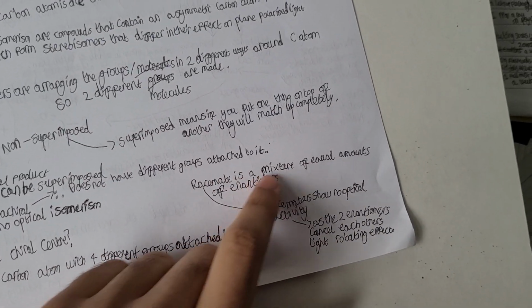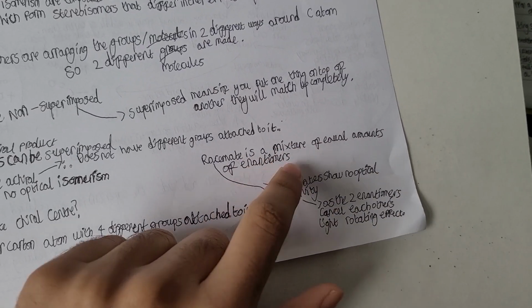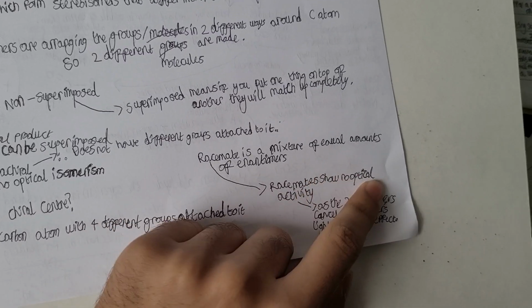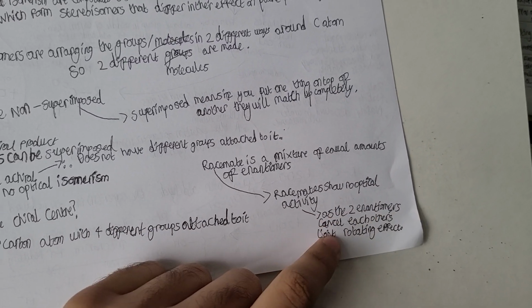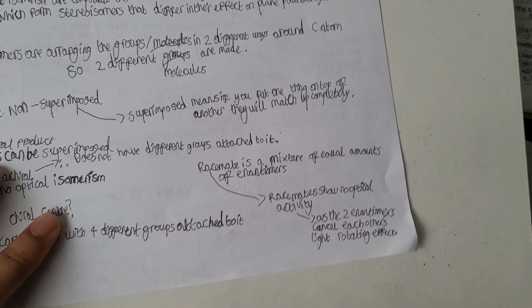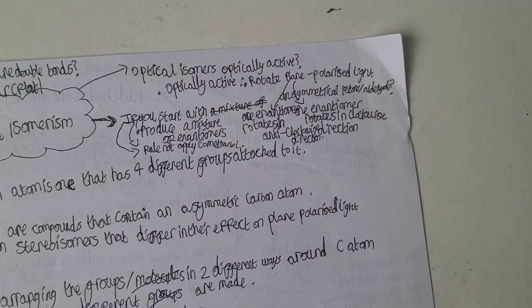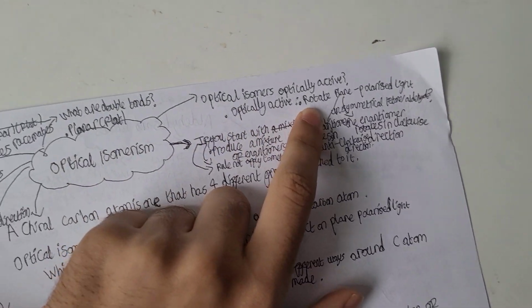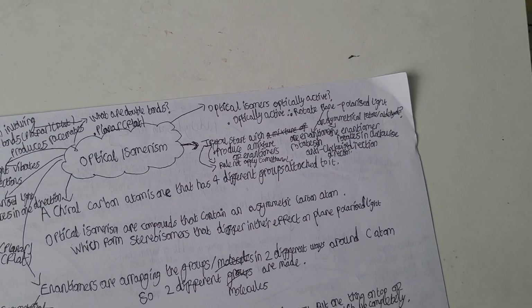A racemate is a mixture of equal amounts of enantiomers. Racemates show no optical activity, as the 2 enantiomers cancel each other's light rotating effect. Optical isomers are optically active, therefore they rotate plane polarized light, which only vibrates in one direction.